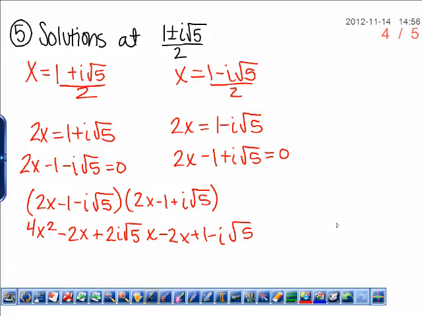And then distribute your negative i root 5: minus 2i root 5x plus i root 5. Okay, then we have minus i root 5 times i root 5. Let's break it down a little bit more than that. Square root of 5 times the square root of 5 is 5. Negative i times positive i. This is going to be minus 5i squared.